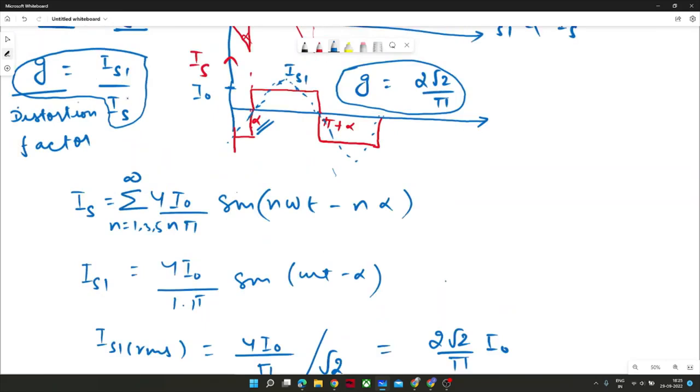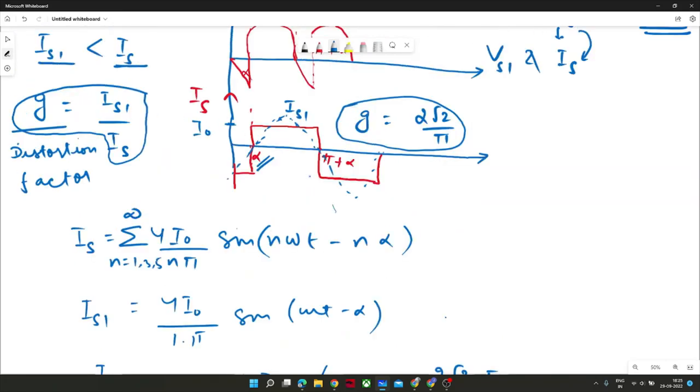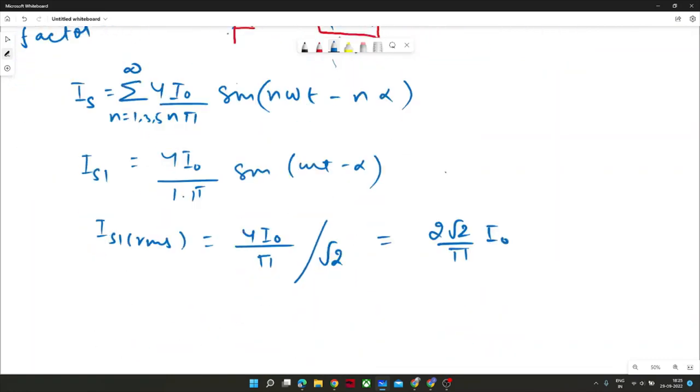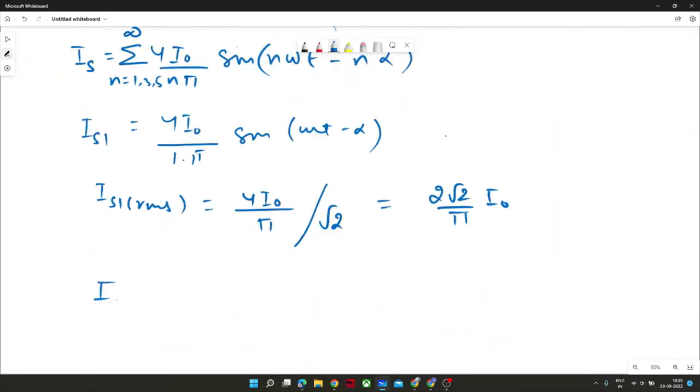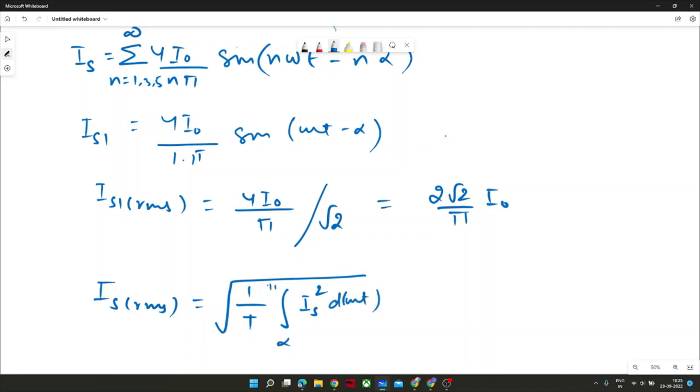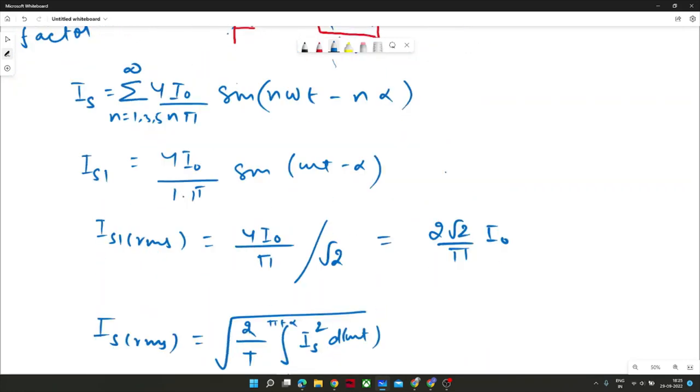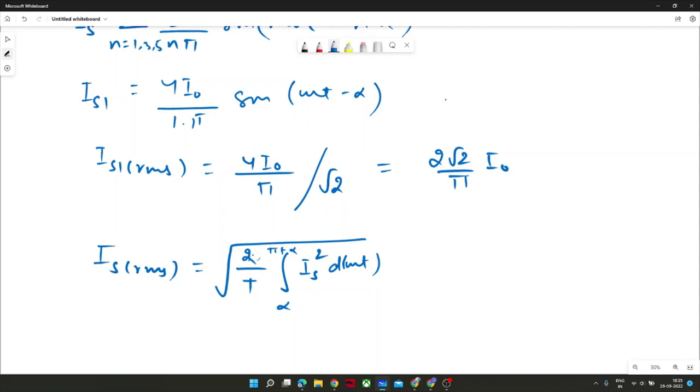Now we need to calculate IS RMS, right? And IS RMS for the square waveform, you would easily calculate, because if you square this, it will become I naught square. Let me tell you, IS RMS is equal to 1 by T, integral of IS square d omega t from alpha to pi plus alpha. We can take 2 by T because it is periodic anyway. So you can take it this way, or you can also write like 1 by T.